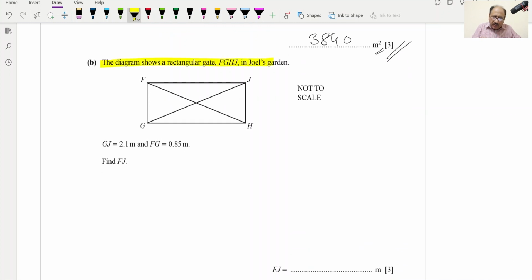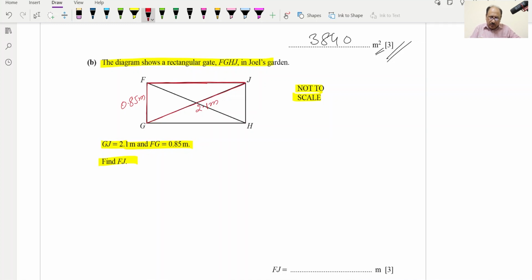Now B part. The diagram shows a rectangular gate FGHJ in Joel's garden. The diagram is not to scale. GJ is equal to 2.5. If we draw GJ, GJ is this one, and this is 2.1 meters, and FG is this one, and FG is 0.85 meters. Now this one we have indicated. Find FJ. FJ is which one? FJ, this one we needed to find.